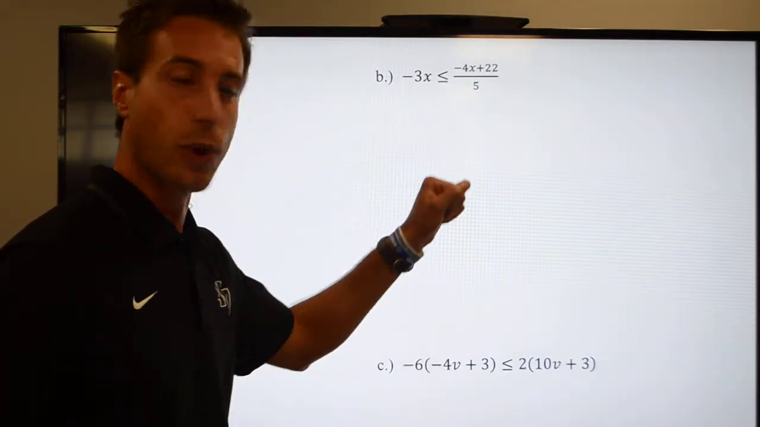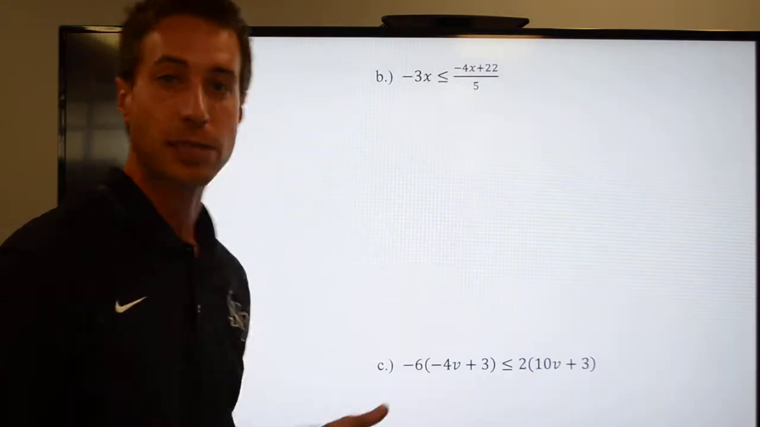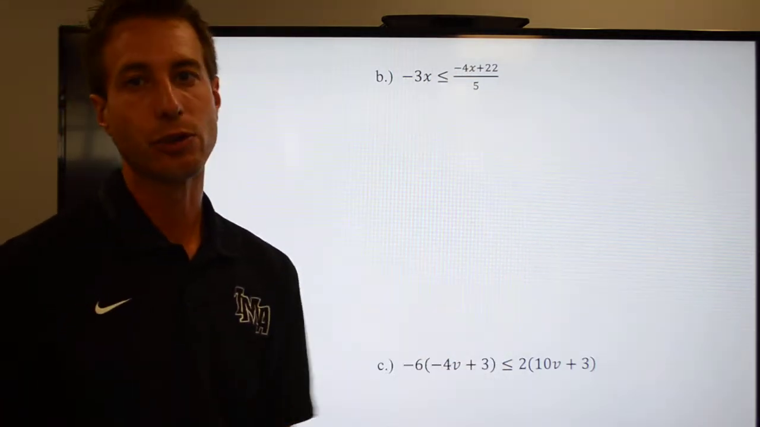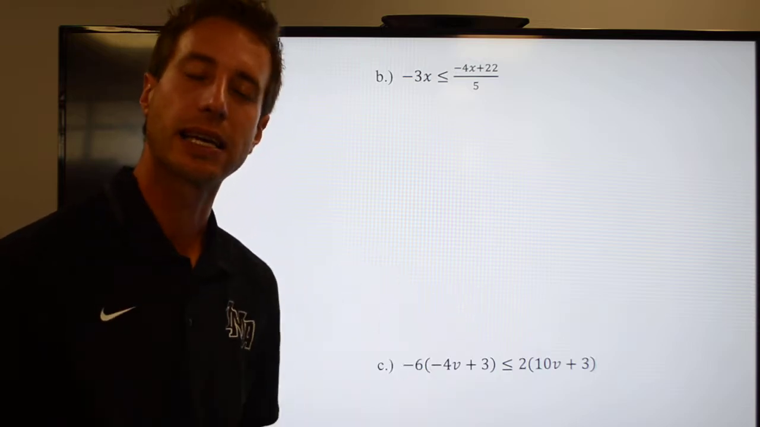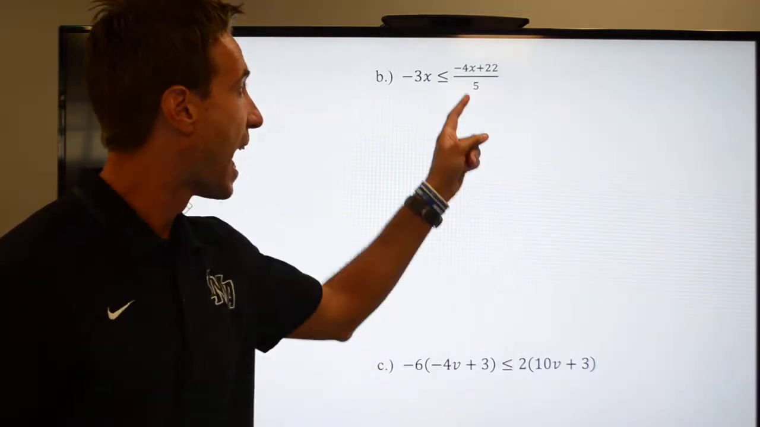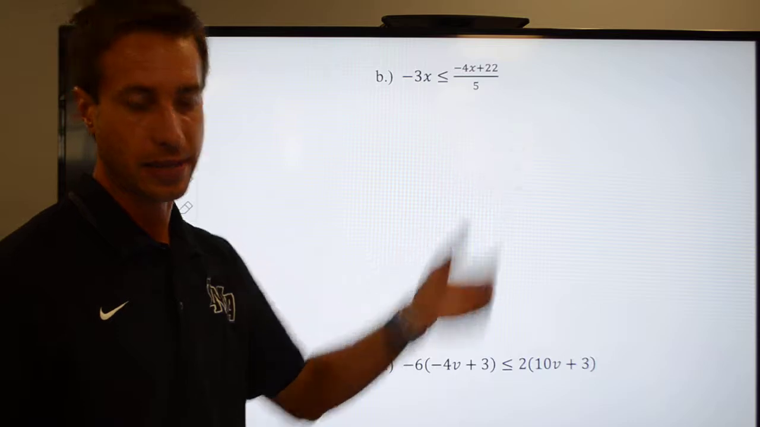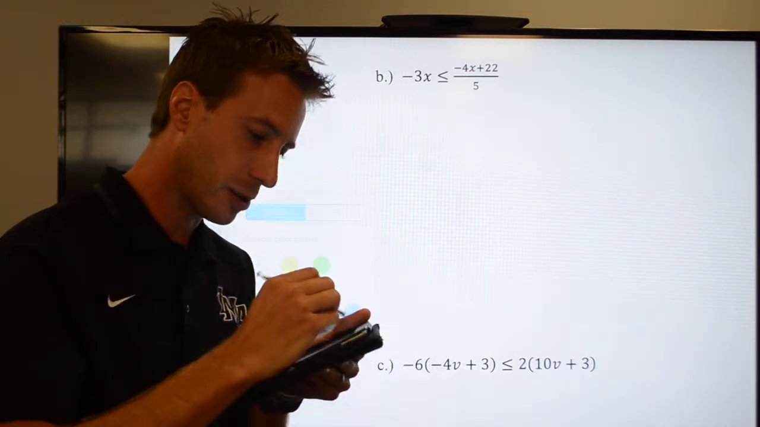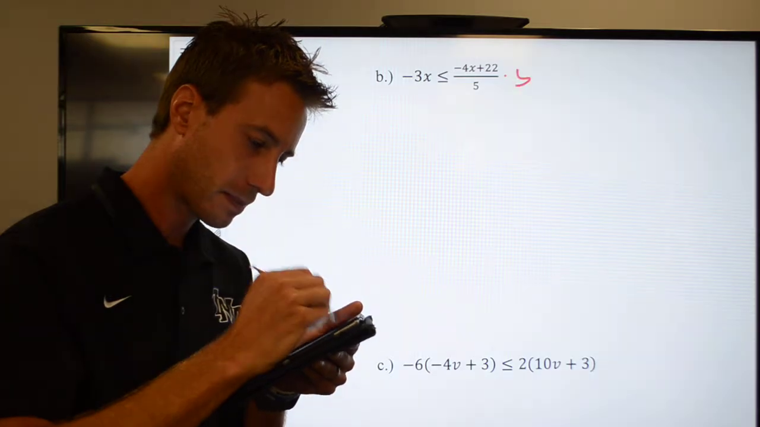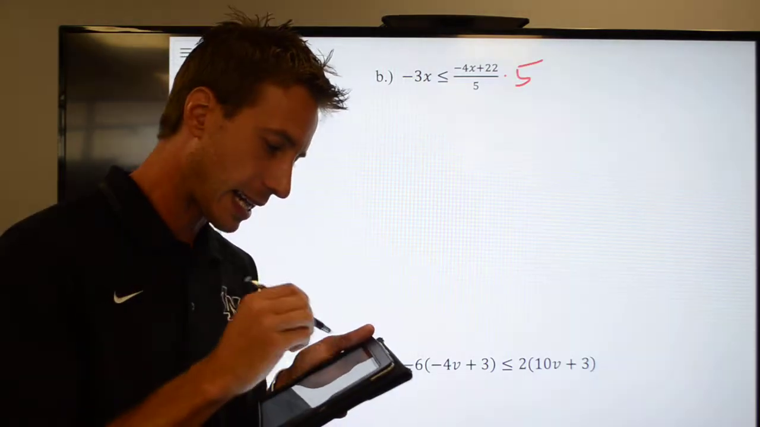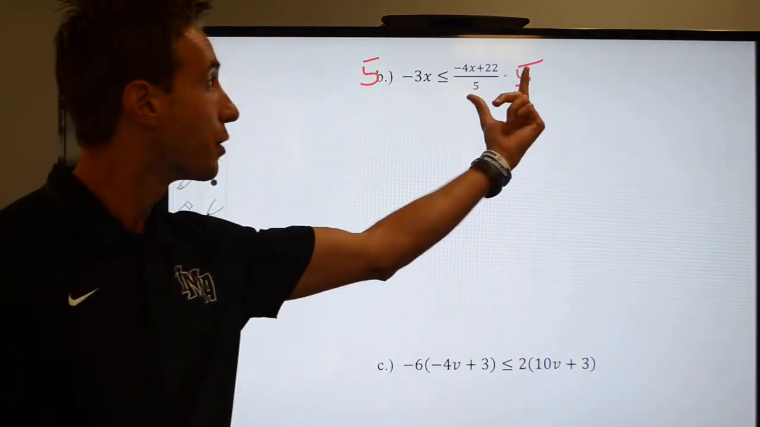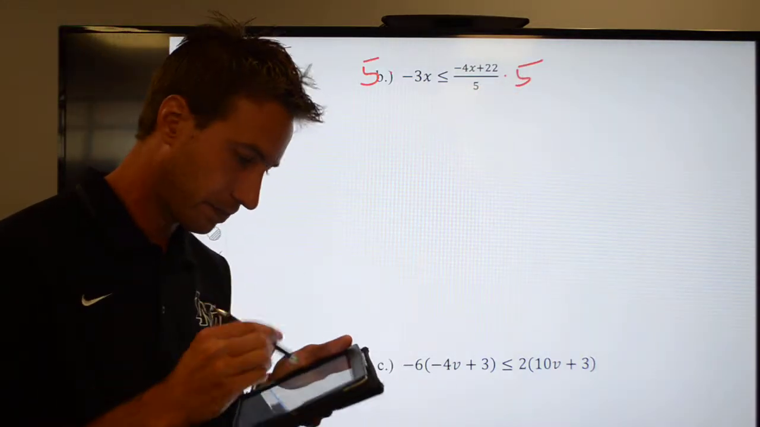Just like in the last one, I've got a variable that is x, but it's on both sides of the inequality. I'm going to need to combine those like terms, but before I can get those like terms on the same side, I got this 5 in the denominator that I'm going to need to take care of. Well, the easiest way to get the 5 out of the denominator is to multiply. But whatever I do to one side, I got to do to both sides. So multiply 5 on both sides. Those 5s will cancel each other out.